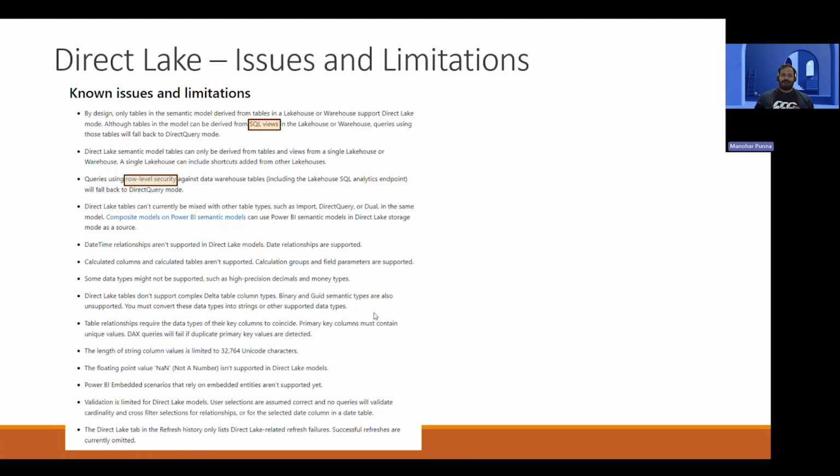Row level security. Yes, pretty much every organization, every enterprise level reporting will have row level security. So that's one thing which will fall back to direct query mode. Composite model. So if you're using a combination of import and direct query or dual mode with your direct lake tables, those composite models cannot work with direct lake storage, so it will fall back to direct query. Date time relationships aren't supported in direct lake mode. Only date relationships. So if you are creating relationships using date time columns, avoid doing that. Have a date key, an integer, the best way to do relationships. If you can't do that, use date columns, not date time columns.